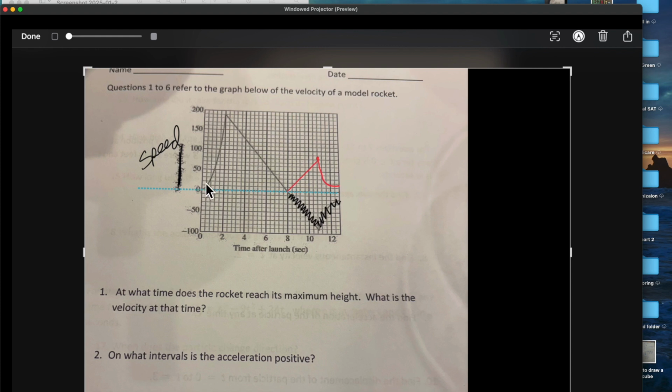So where is this graph increasing? Where is the slope positive? Well, between the interval of x equals 0 and x equals 2. And again, we see it here. It's also increasing on the interval where x is 8 to x equals 11.